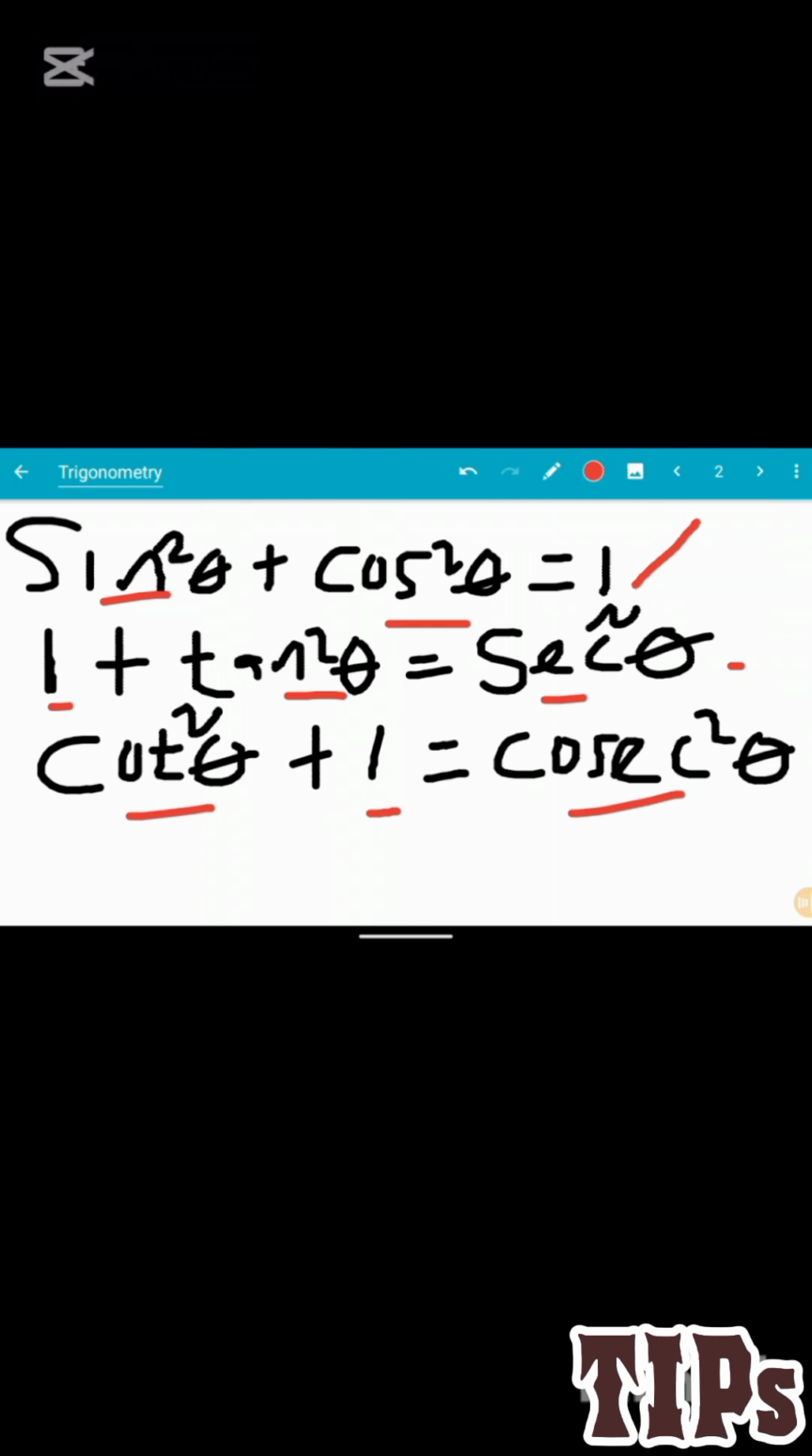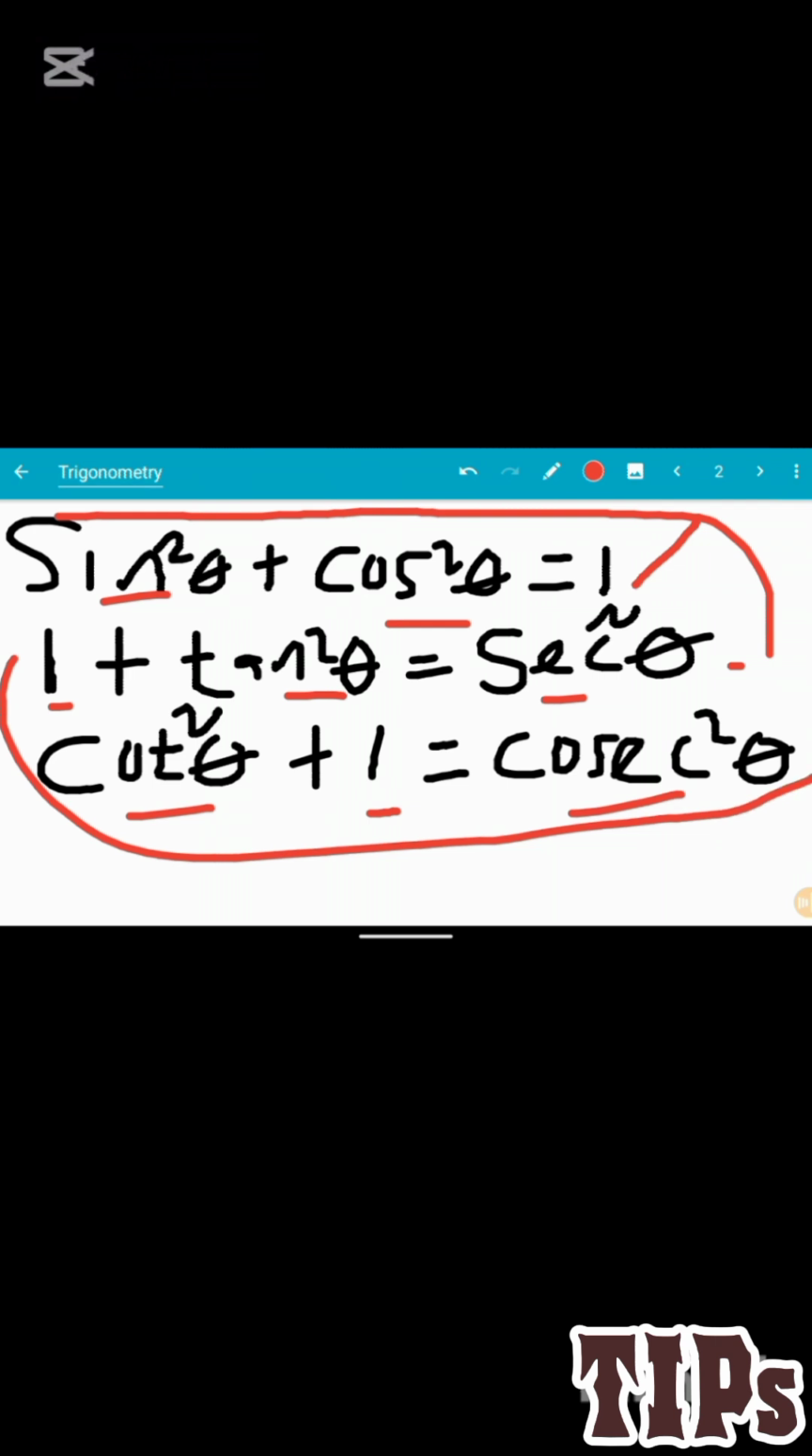Dividing the same equation with sine square theta, you will get cot square theta plus 1 is equal to cosec square theta. These identities will help you solve trigonometric equations perfectly without stress at all.